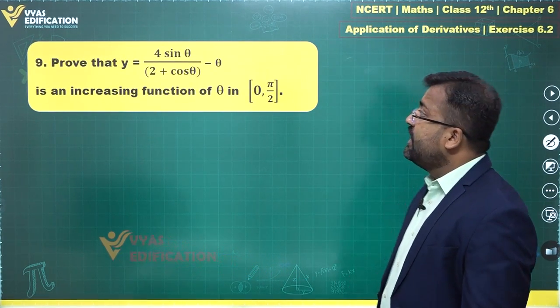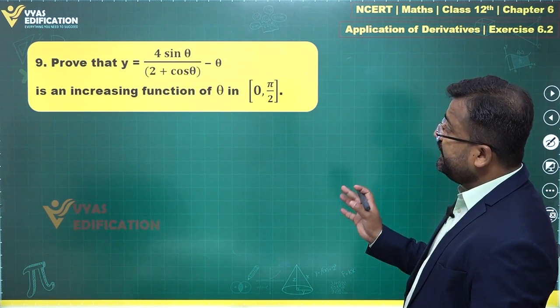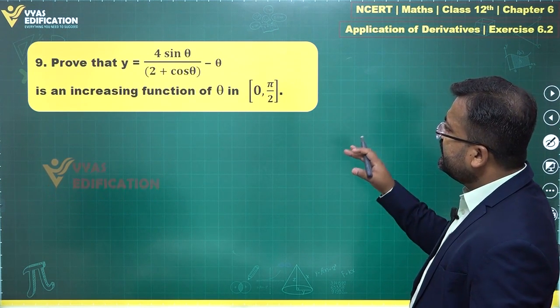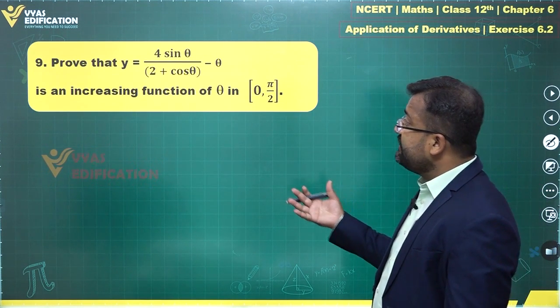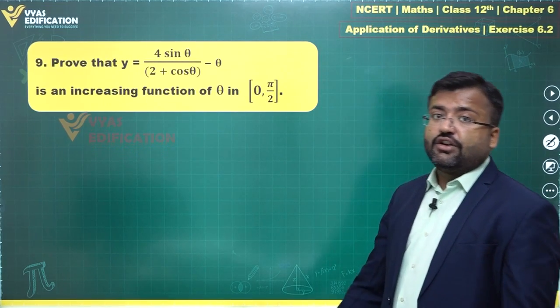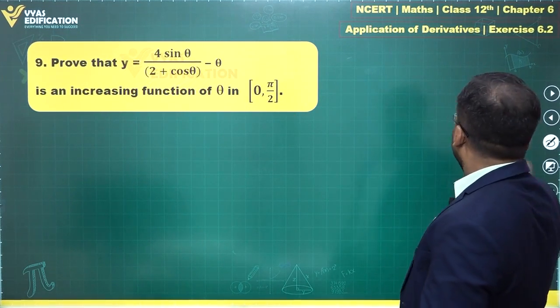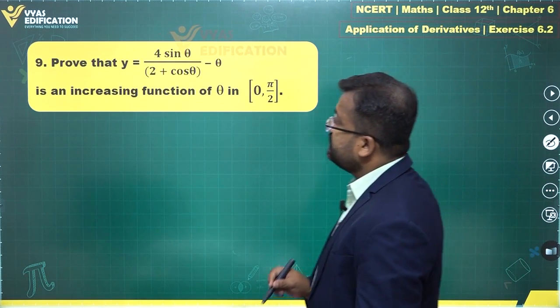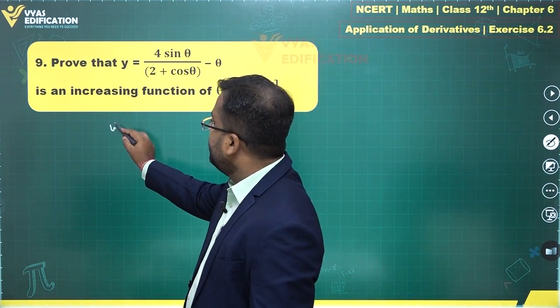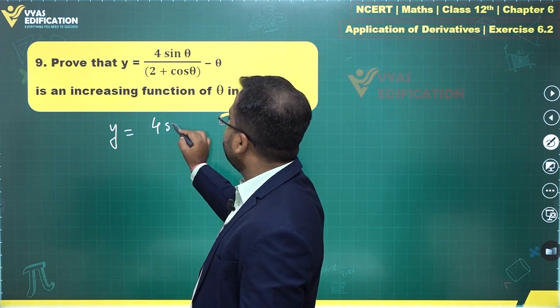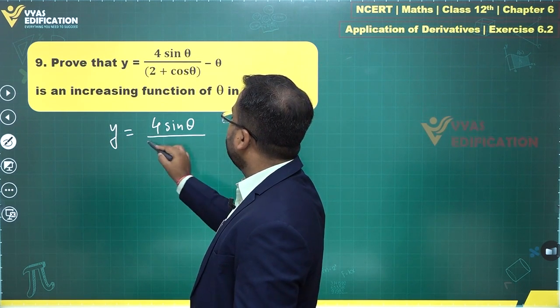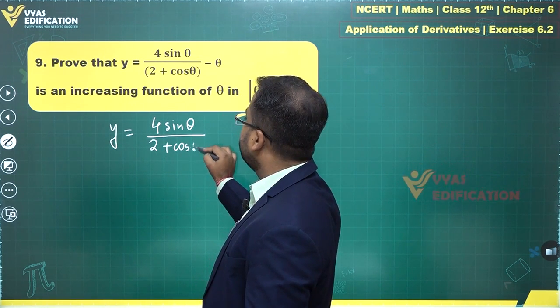Question 9 says, prove that y equals 4 sin theta over 2 plus cos theta, minus theta, is an increasing function of theta in the interval 0 comma pi by 2. We are only dealing in this particular interval. So let's see where that takes us. We are given y equals 4 sin theta over 2 plus cos theta.